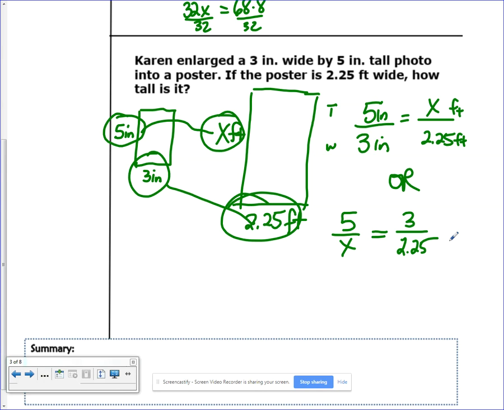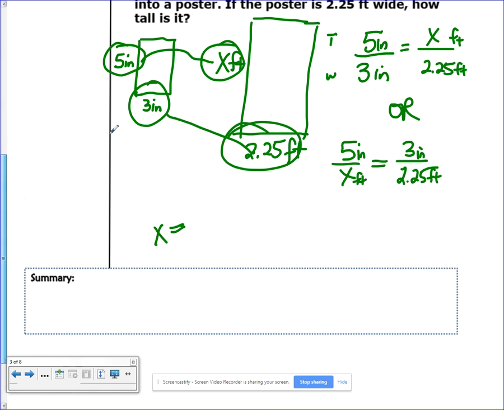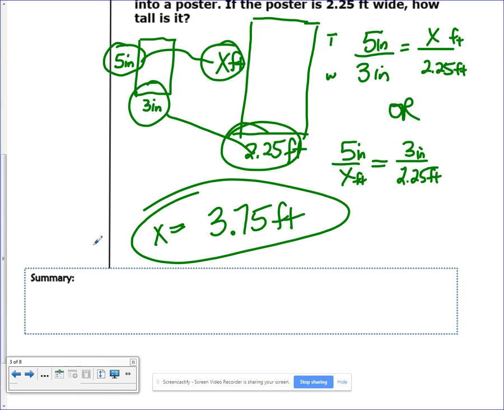You will come up with the same answer. Go ahead and use your cross products to solve. Notice I was slacking here and I didn't say inches to feet, inches to feet. So that way you know what your labels are, but it's all going to work out. Okay. When you do your cross product and divide on this guy, you should end up with the missing side, which is how tall the poster is going to be, of 3 3/4 feet. Ta-da! There you go. Oh my gosh, so many options.